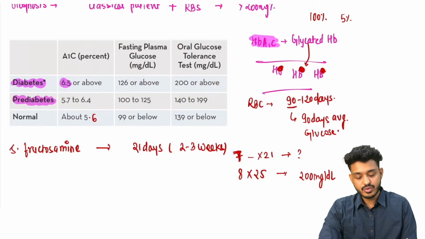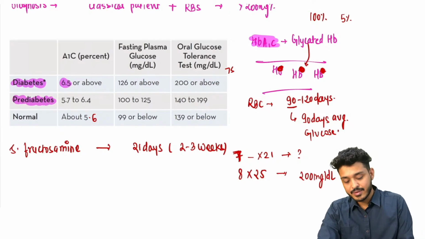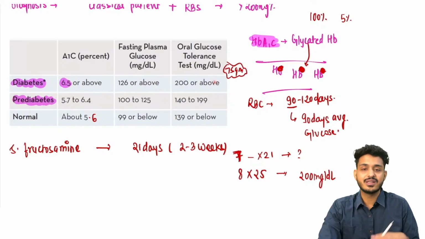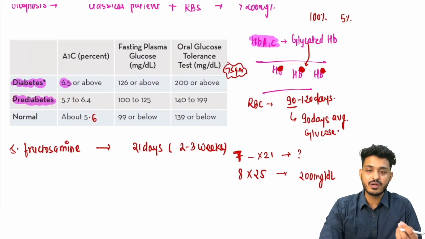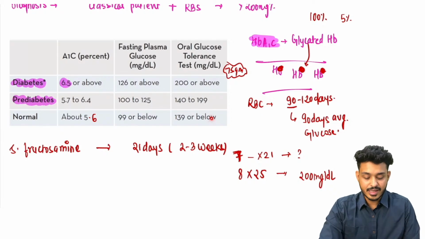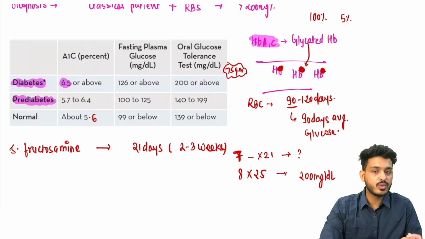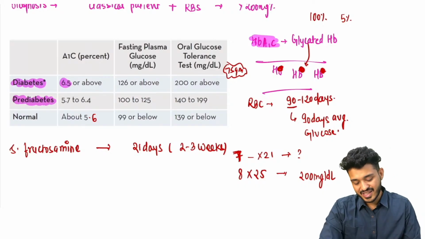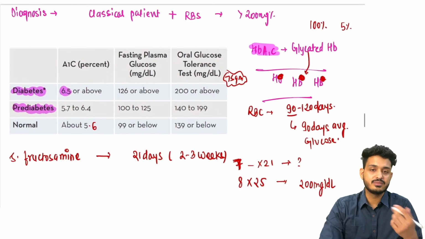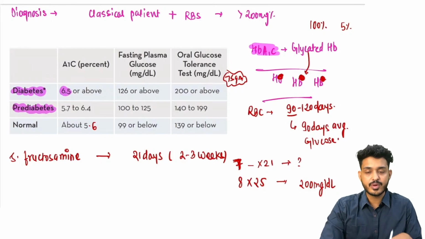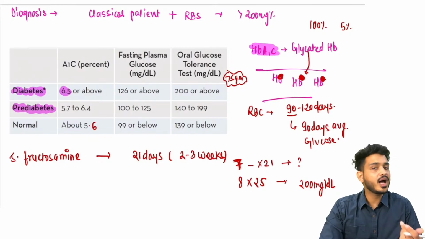OGTT we can also do, where we are going to give 75 gram of glucose to the patient, and then we are going to check the level of this glucose after 2 hours. If the value is less than 139, this is going to be normal. 140 to 199 is going to be pre-diabetic, and if it is more than 200, this is going to be a diabetic patient, right? These are the cutoff values that you have to remember for diabetes, right? This is for hyperglycemia.